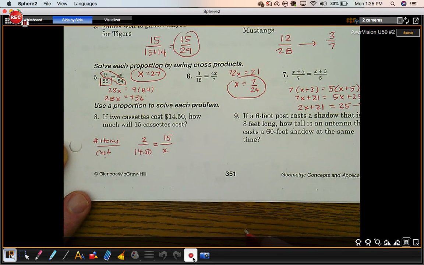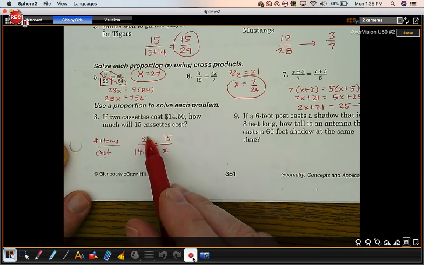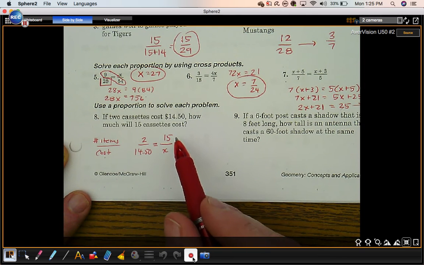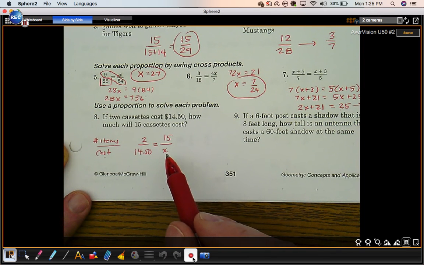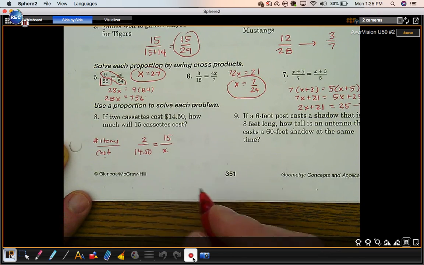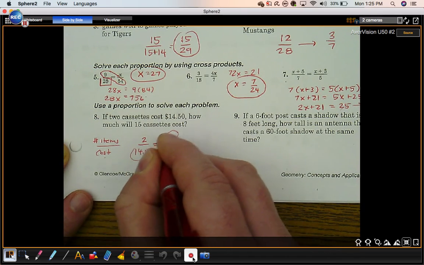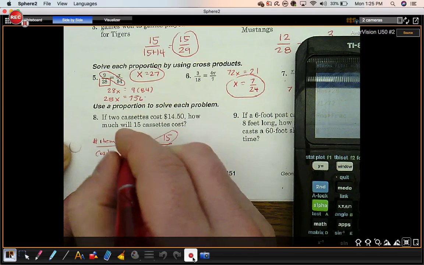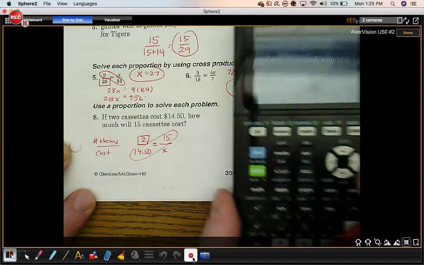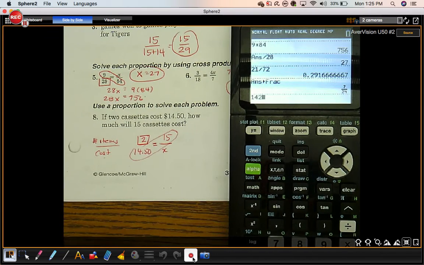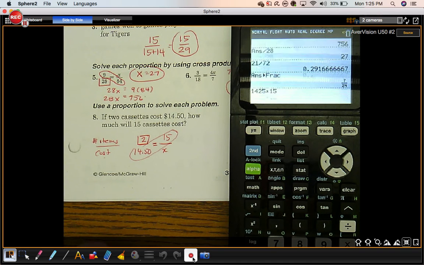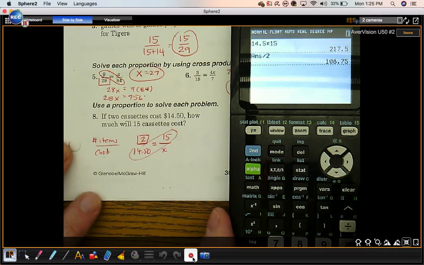Make this a proportion. 2 cassettes cost $14.50. 15 cassettes cost how much? Cross multiply. Remember the quick way. I'm going to do $14.50 times 15, and then I'm going to divide by 2. So it'll cost $108.75.